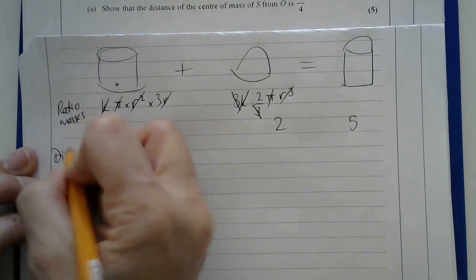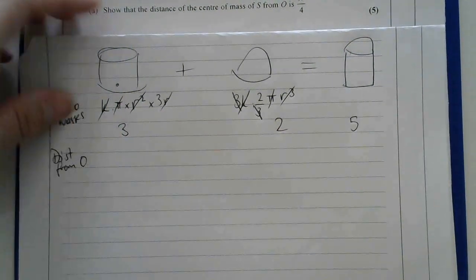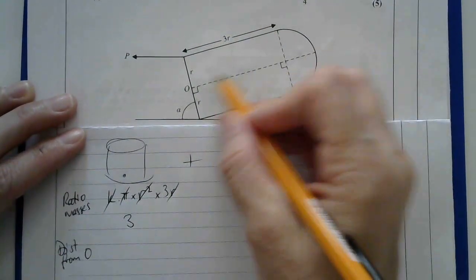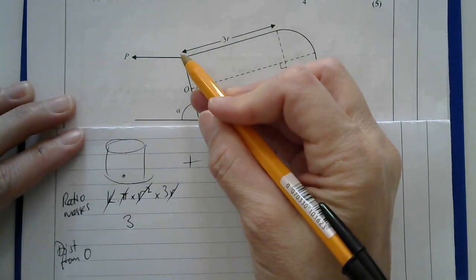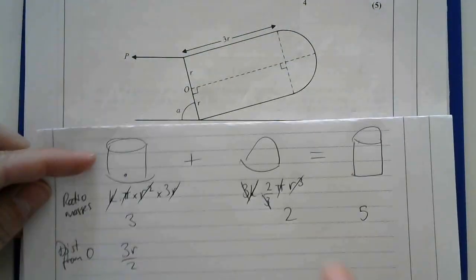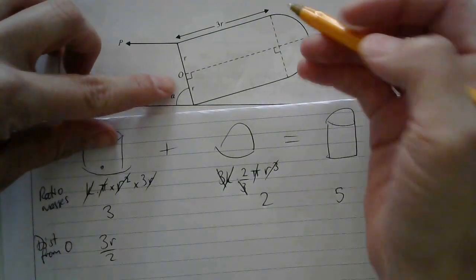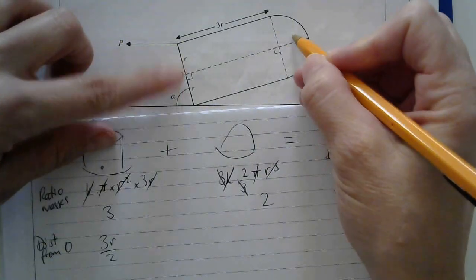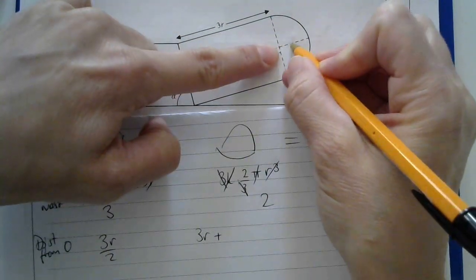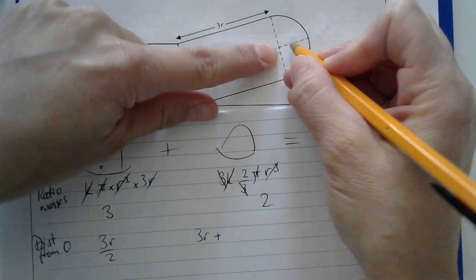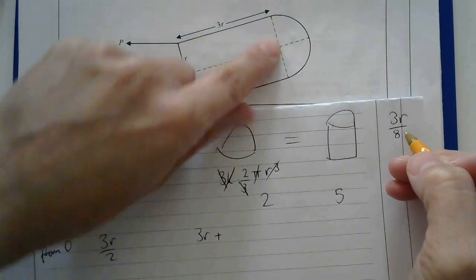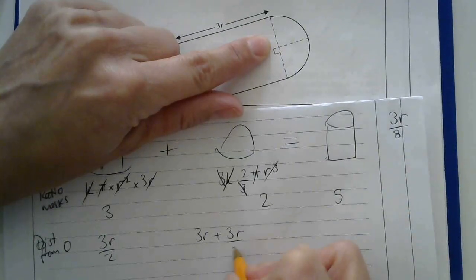Now I'm going to measure all the distances from O. So I need to look at this diagram carefully. For the cylinder, the centre of mass will be halfway up the height. If the height is 3r, it will be half of 3r. For the hemisphere, I need to measure where the centre of mass of the hemisphere is from O. So I need to do 3r plus this little bit here. For this little bit, I can use the formula from the formula book for a hemisphere, and it is 3 times the radius over 8. The radius is r, so I can do 3r over 8 here.